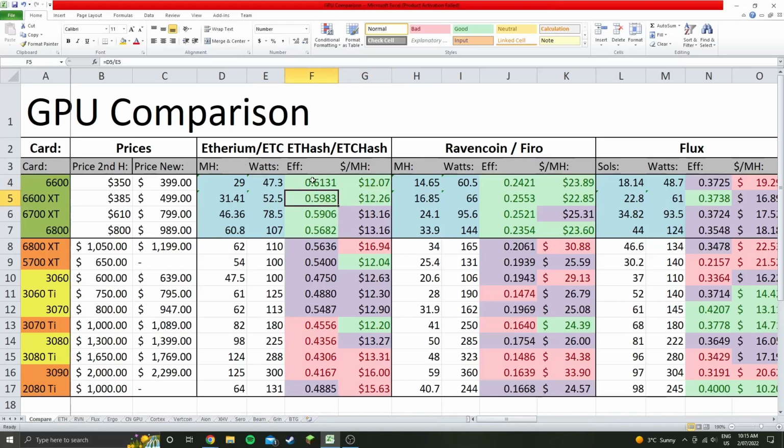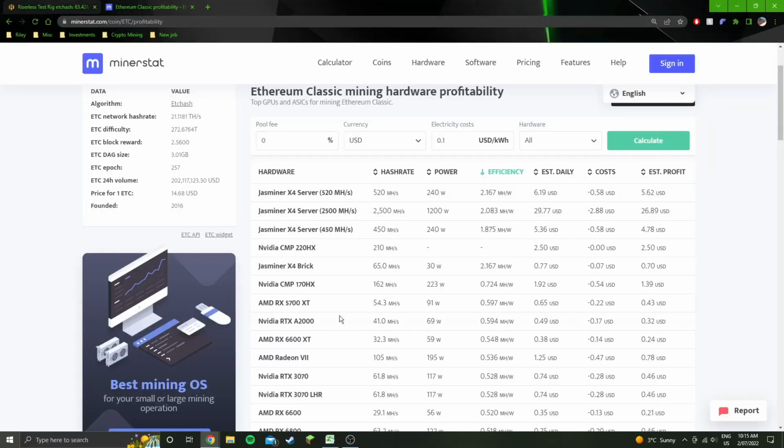The efficiency can only be matched by the 6000 series and the A2000 and the CMP170HX and the CMP220HX probably, but we don't technically have figures for that yet. And the Jazz miners, obviously. Any ASICs pretty much are going to be more efficient. But in terms of gaming GPUs, the 6000 series are the most efficient on Ethereum and ETC.